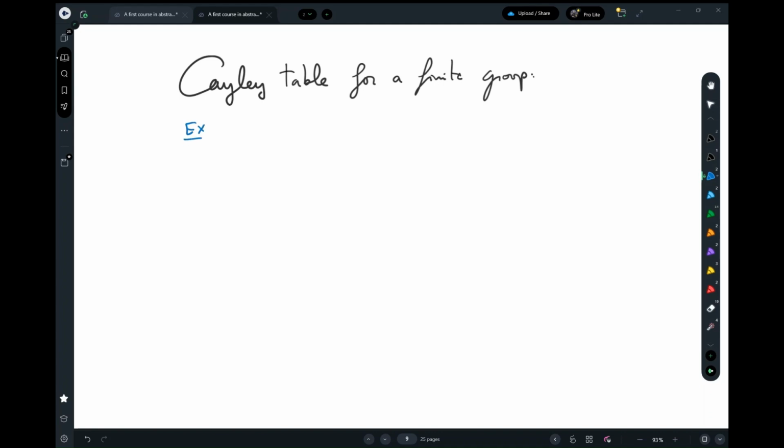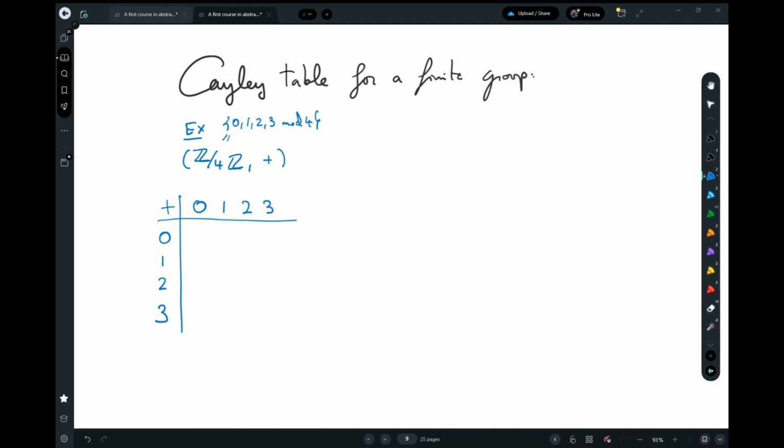I'm going to do it, first of all, for Z mod 4 under addition. So what we do is, because we have a finite group, I can actually write all the possible operations. The elements in Z modulo 4 are 0, 1, 2, and 3, considered as modulo 4 classes. So the possibilities are 0, 1, 2, and 3, and 0, 1, 2, and 3. And I can add these numbers together. 0 plus anything will give me the same number back.